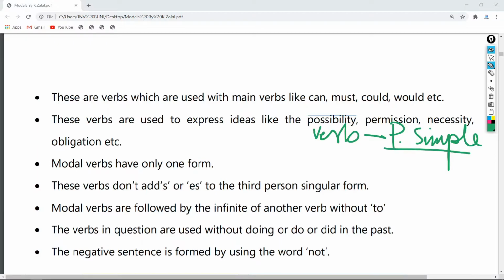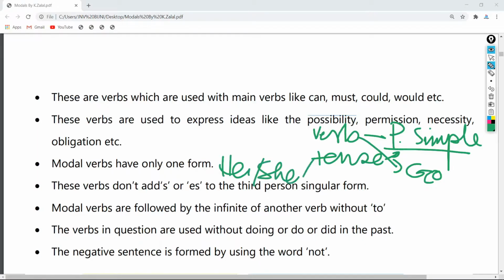Okay, the tense here is present simple, and the verb is supposed to go. When we make the conjugation, it will be like this: I go, we go, you go, he goes, she goes, they go. Now, in the case of he, she, or it, the original verb go takes an es with it.